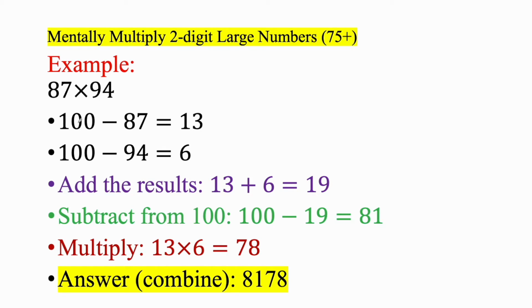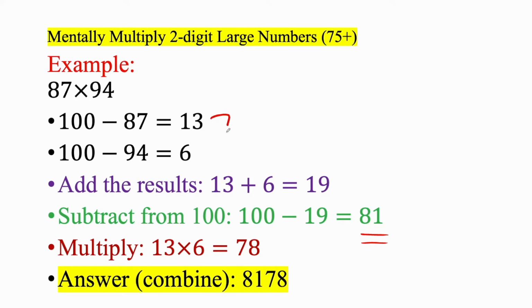You do 100, subtract 87, you get 13. You always do 100. And again, this is only for two-digit numbers. Next you do 100 minus 94, you get 6. What we do next is we add the result. So 13 plus 6 is 19. Then we subtract from 100. 100 minus 19 is 81. Now 81 is going to be an important number that we'll use at the end.